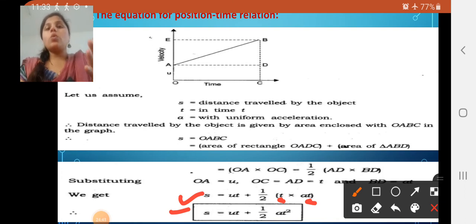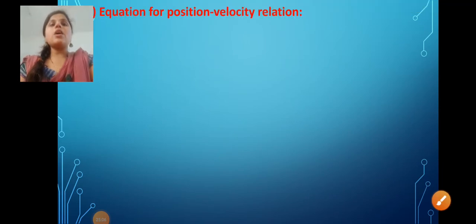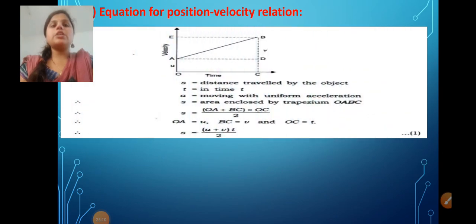So dear students, only 3 steps. We must know the area of the rectangle, the area of the triangle, and the concept we covered in the previous equation. This is the answer. Only 3 steps, students. Learn this, don't get confused, and practice it. It is easy. Now the next thing is the equation for the position-velocity relation.